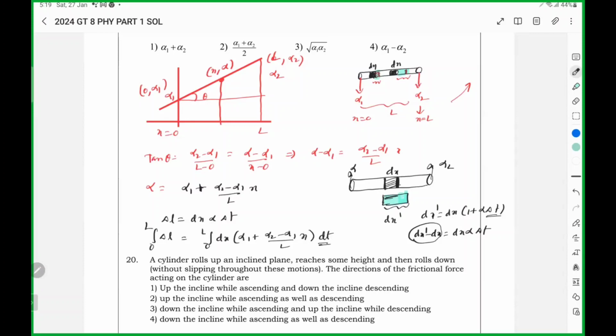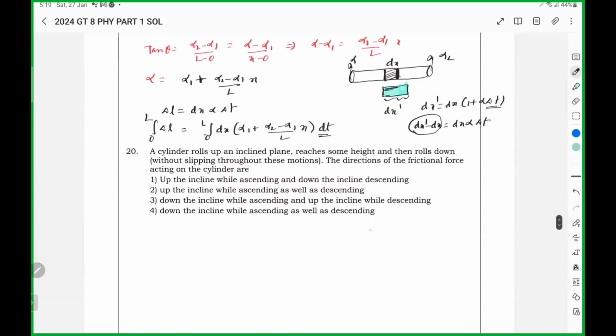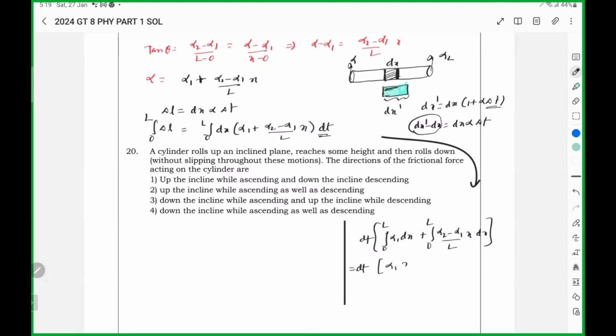So this temperature is fixed. Here I'll use some space. Resin temperature is fixed. So I can take dT outside. The integral from 0 to L of alpha 1 dx plus the integral from 0 to L of (alpha 2 minus alpha 1) by L times x dx. Integral dx is x between 0 to L. Integral x is x square by 2 between 0 to L.